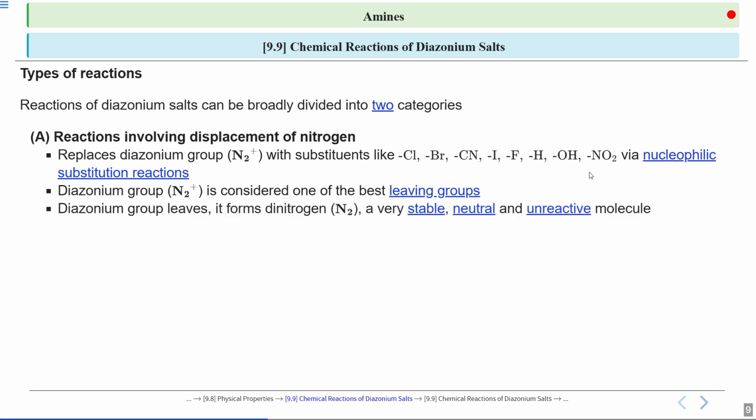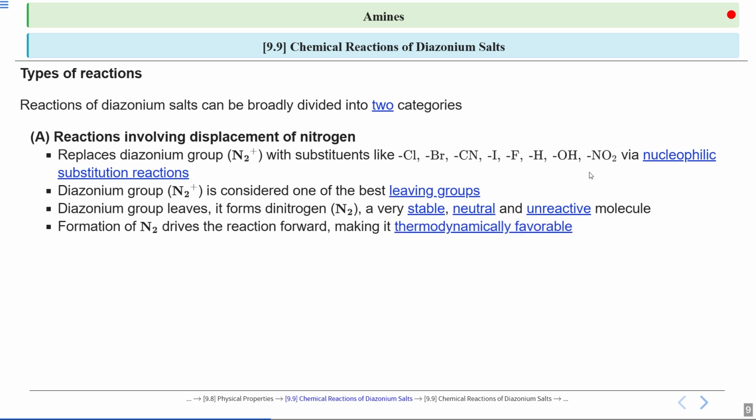Now when the diazonium group leaves, it forms dinitrogen gas, which is N2. This molecule is extremely stable, neutral, and unreactive. So the formation of such a stable product is the key reason why these reactions proceed so smoothly.